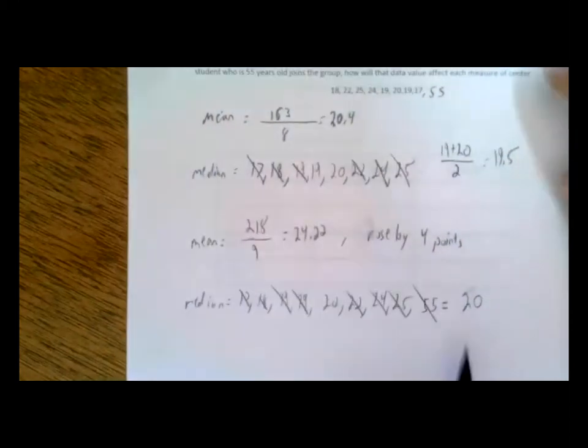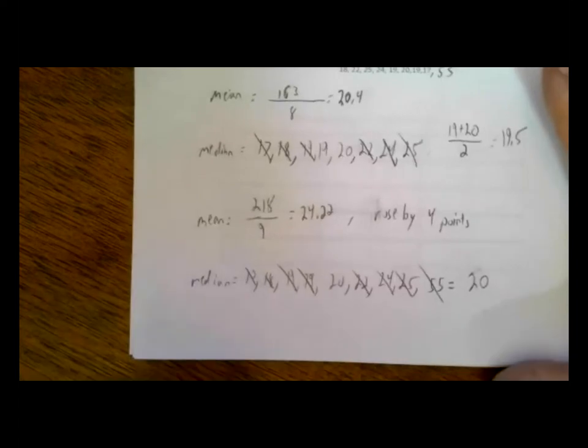Whereas if we look at the median, it's almost unaffected, right? It just raises by half a point. So if we look at the context of this question, it looks like the mean was affected way more than the median here. Okay, anybody have any questions on this page?